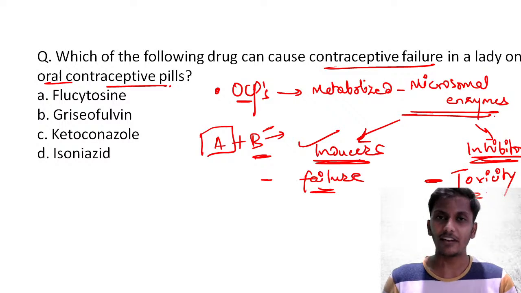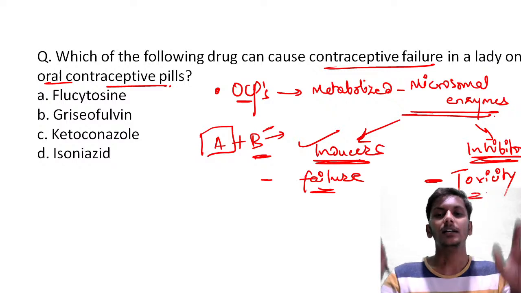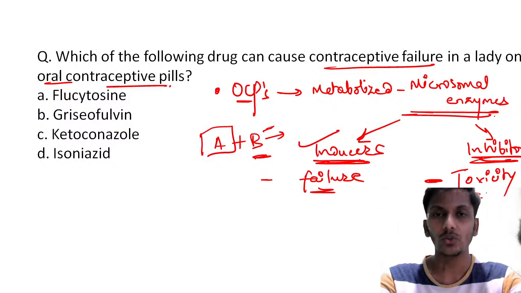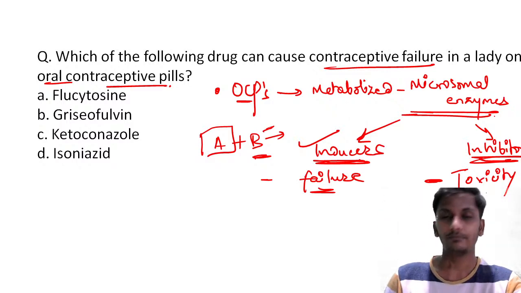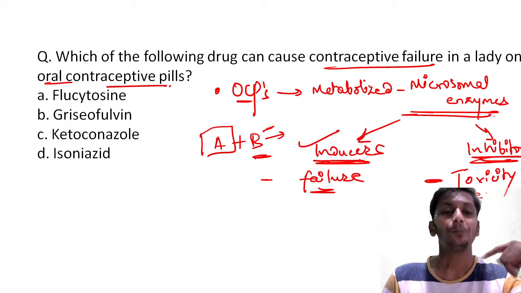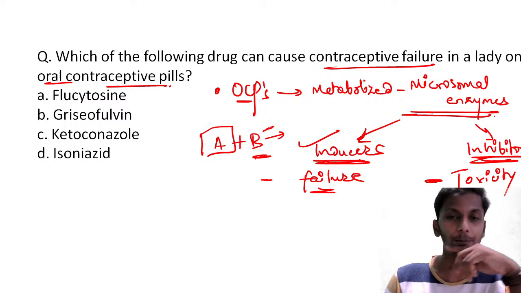Two mnemonics I have already given you. Inducers are GPRS cell phone, and inhibitors are your vitamin K cannot cause cell inhibition. So please remember these two points I have already given you. You can refer to the general pharma video for this. So now I'll be telling you just about the important points over here.